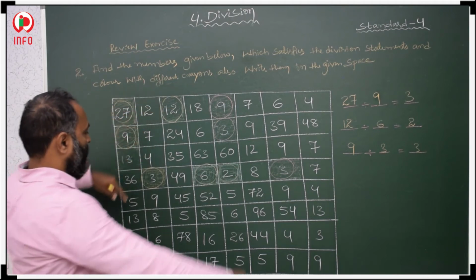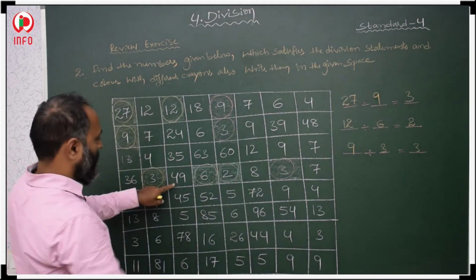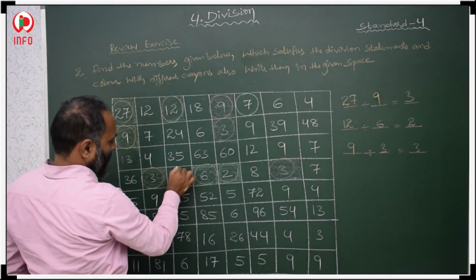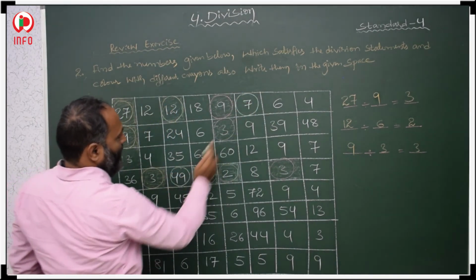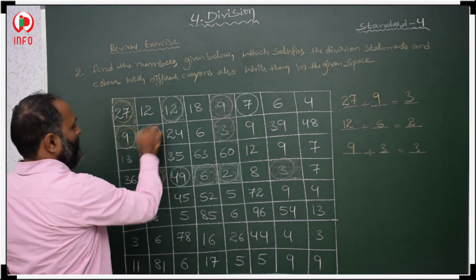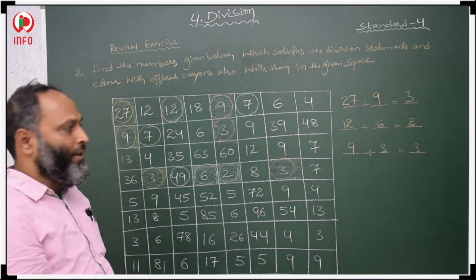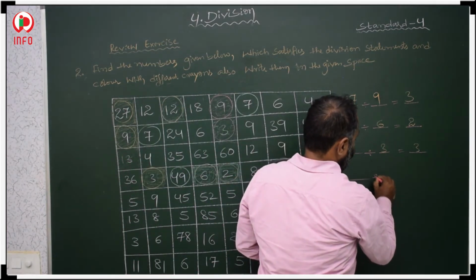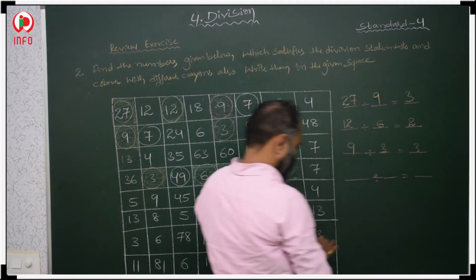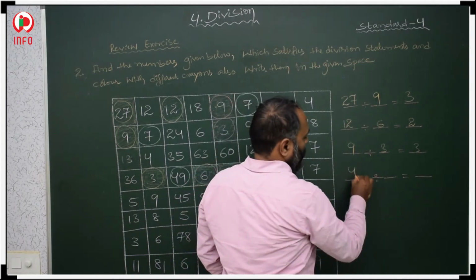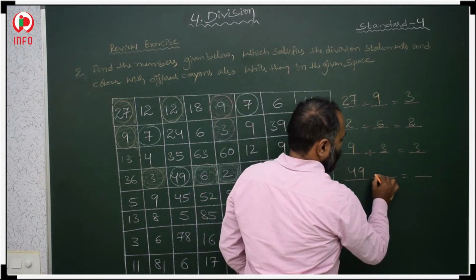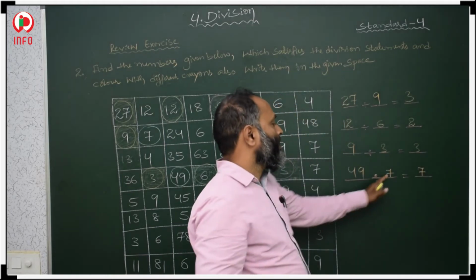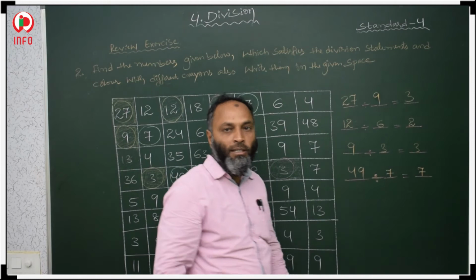7 and one more 7. Here 7. 49 divided by 7 is equal to 7. It means dash divided by dash is equal to dash. It means here 49 divided by 7 is equal to 7. 7 7s are 49.